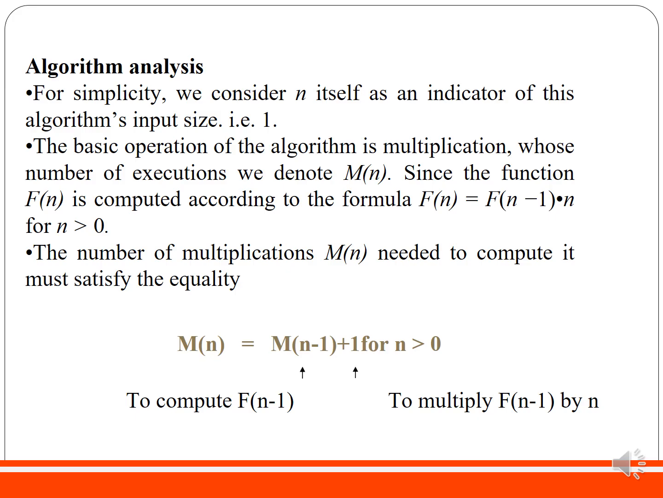So, factorial analysis. Now let us analyze the algorithm. The input size is simply n. The basic operation is multiplication. Let M(n) represent the number of multiplications. The recurrence relation becomes M(n) = M(n-1) + 1, because every recursive call performs one multiplication after returning. Since one multiplication is added at every level, the total number of multiplications is proportional to n. Therefore, the time complexity is O(n).